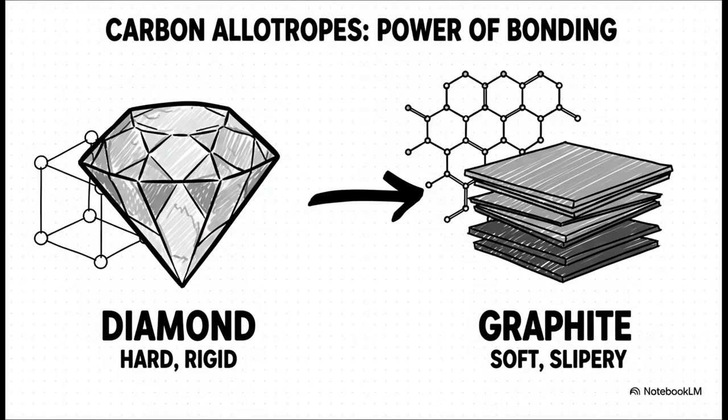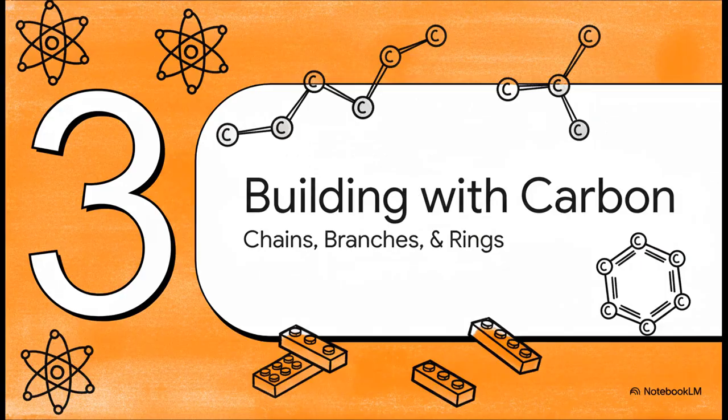Now here, you can see the true power of bonding. Look at this. Both diamond, the hardest thing we know, and graphite, which is soft and slippery, are made of pure carbon. The only difference is how the carbon atoms are connected. In a diamond, each carbon is bonded tightly to 4 others in a rigid 3D structure. But in graphite, they're arranged in these flat hexagonal layers that can just slide over each other. Same element, but completely different properties. Isn't that incredible? Okay, so now let's see how carbon actually builds things.